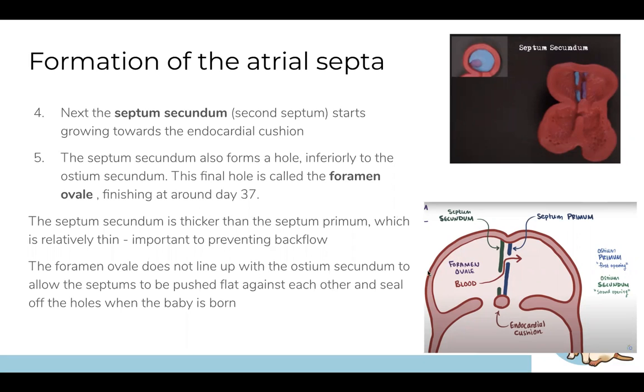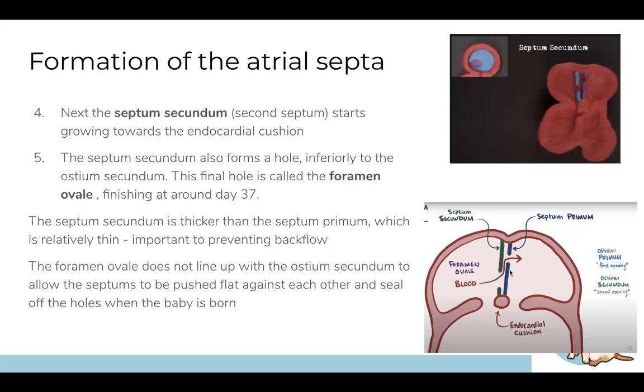Your septum secundum is a little bit thicker than your septum primum, which is quite thin. So if you're going this way, your septum secundum is going to be quite strong. It's going to just stay in place and let the blood flow through. The septum primum is quite flimsy. So your blood can flow through the foramen ovale, and then through the ostium primum, and that's how it gets from the right to the left.